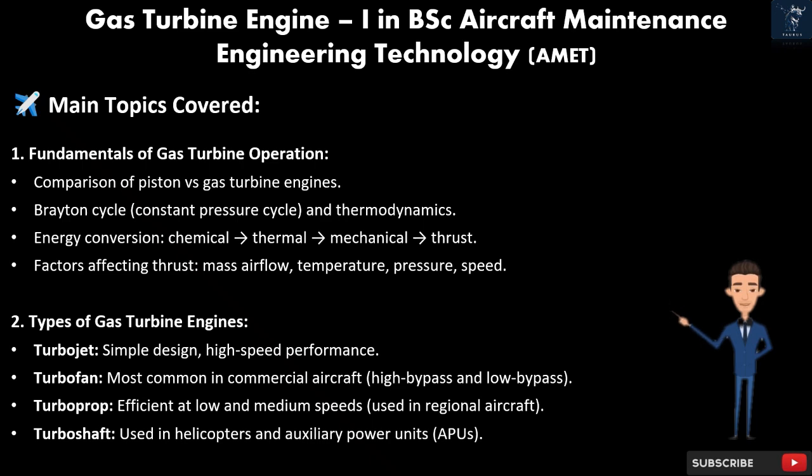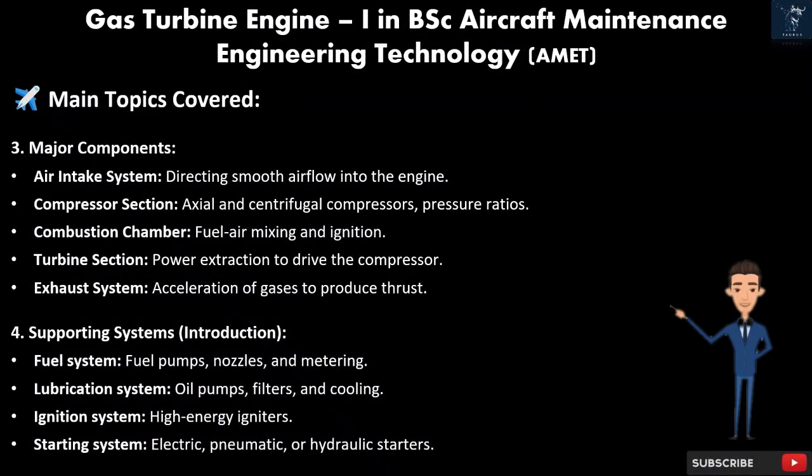2. Types of gas turbine engines. Turbojet, simple design, high-speed performance. Turbofan, most common in commercial aircraft, high bypass and low bypass. Turboprop, efficient at low and medium speeds, used in regional aircraft. Turboshaft, used in helicopters and auxiliary power units, APUs.